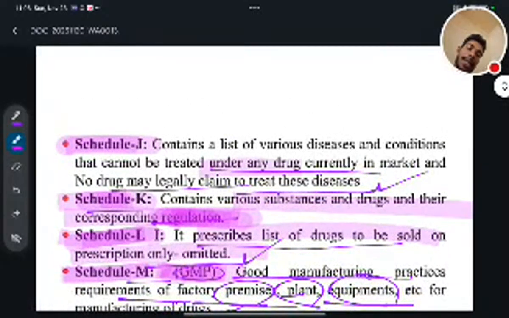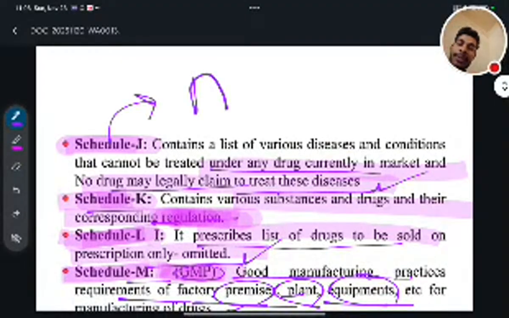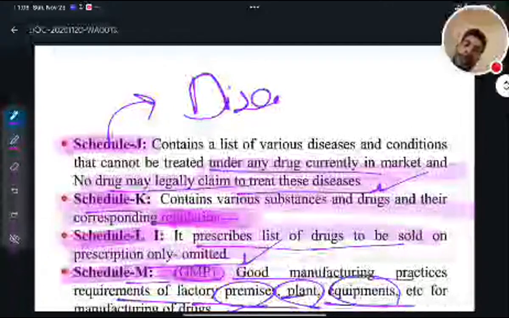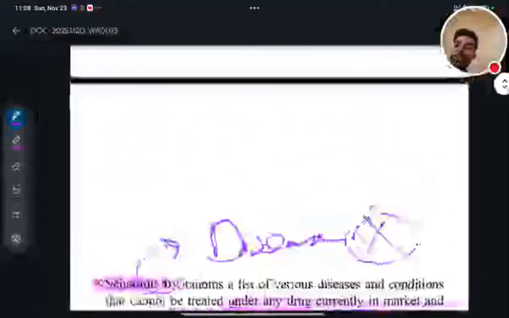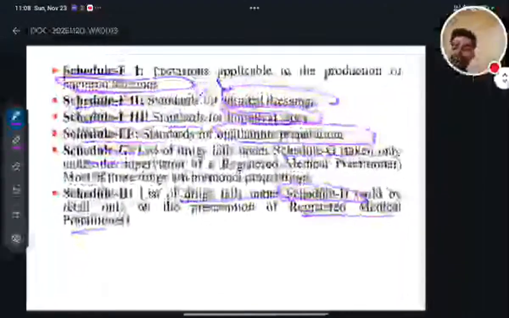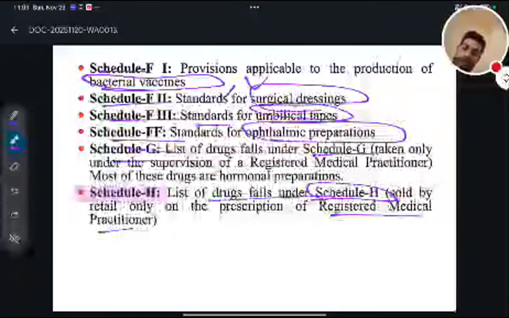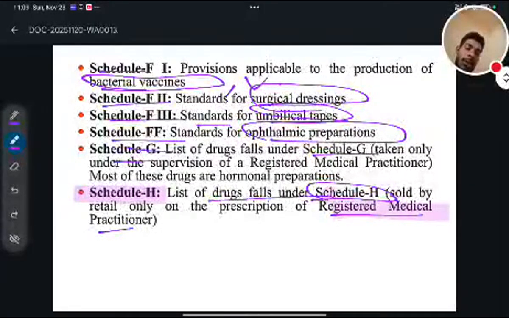Schedule J is for the list of diseases which cannot be treated. Disease cannot be treated. Schedule H is for drugs to be sold under the RMP, a registered medical practitioner. Schedule G is for drugs to be taken under medical supervision.